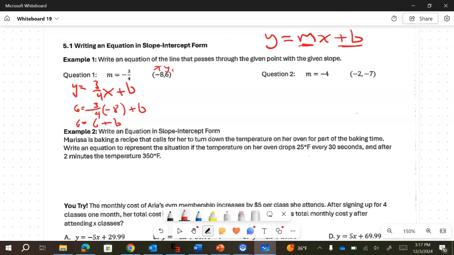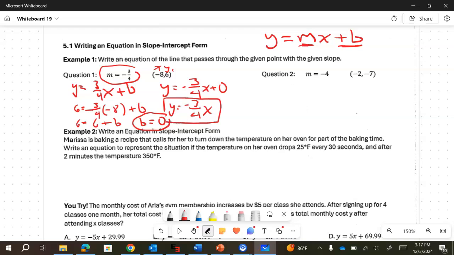And now I'm just going to solve that equation. Subtract 6 from both sides. I get b = 0. Remember, I only need two things to write an equation, m and b. I knew what m was. I just found b. Now I can write my equation. y = -3/4 x + 0, or just y = -3/4 x. We don't need to put the 0 there. And that would be my equation.